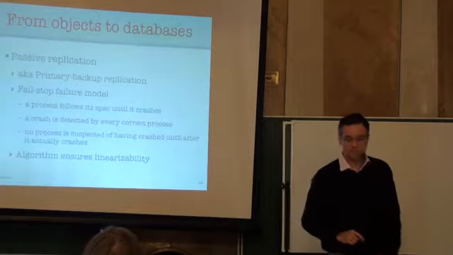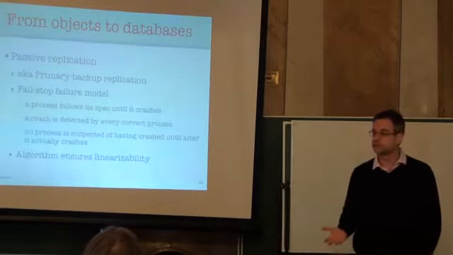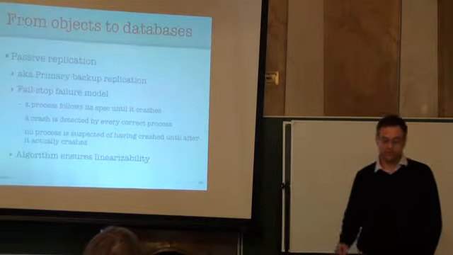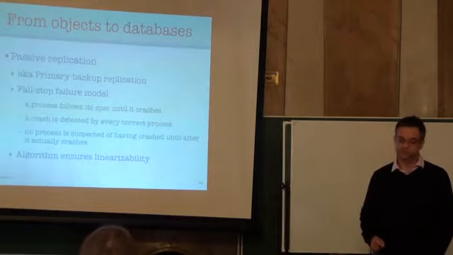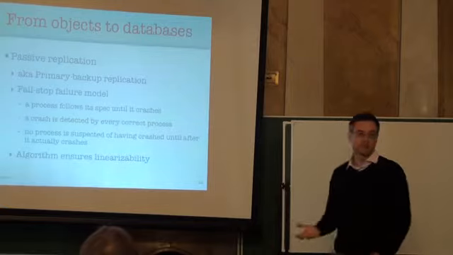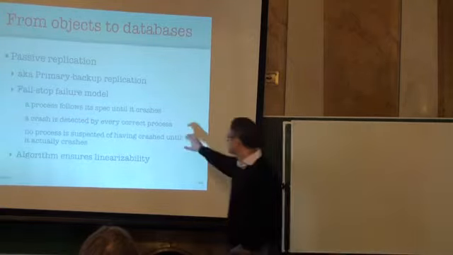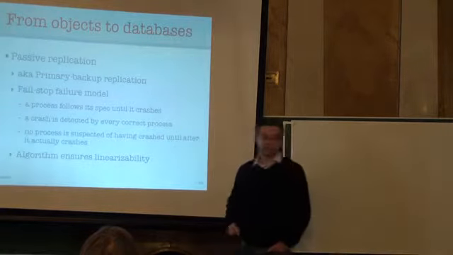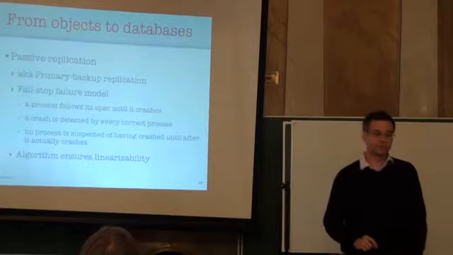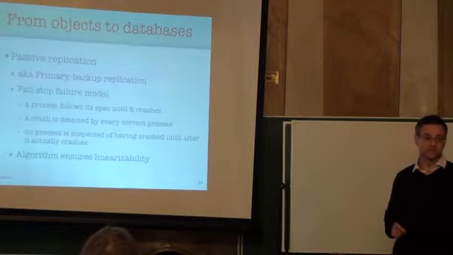This basically means a number of things. The first one is that a process follows its specification until it crashes. Okay? A crash is detected by every correct process. A correct process is a process that does not crash. And correct processes detect the crash of faulty processes. But the most important assumption is this one here. We assume that no process is suspected of having crashed until after it actually crashes. Okay, so this means that the failure detection mechanism is perfect. It does not make mistakes.